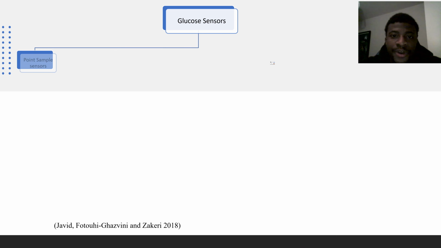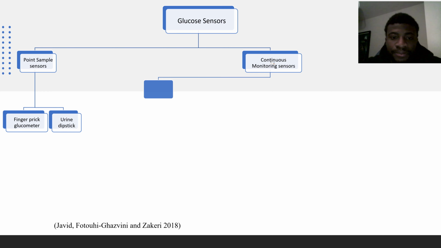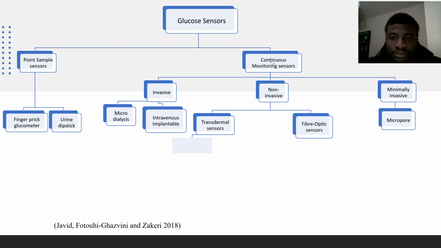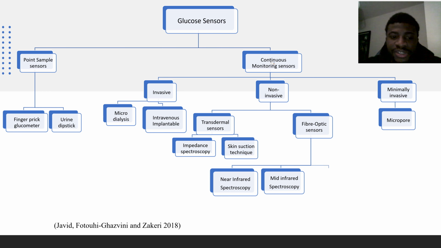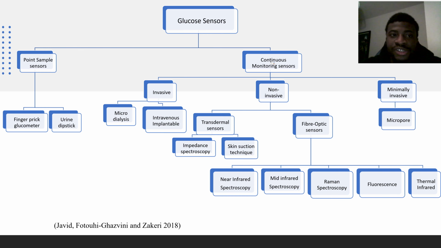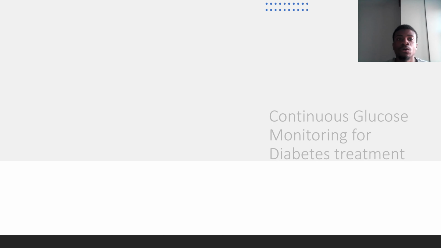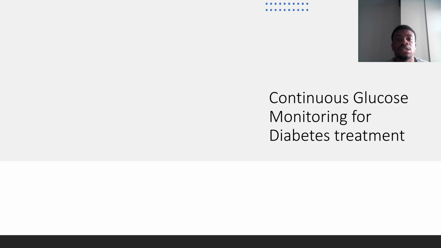Glucose sensors were categorized according to the following in the literature. In this presentation, we would like to focus on continuous monitoring sensors. Our blood glucose level fluctuates regularly, depending on factors such as food, exercise, and insulin. Up until now, we were only able to measure blood glucose level at a specific point using point sample glucose sensors. Now, we can continually and thoroughly monitor glucose levels all day and night using continuous glucose monitoring technology.